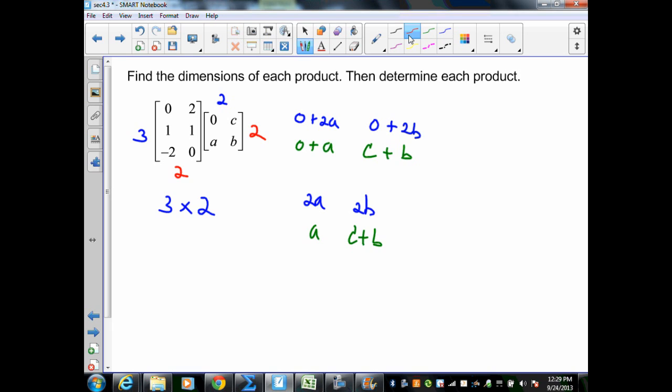And finally, our third row times our first column, negative 2 times 0 is 0, and 0 times A is 0. And that will simplify to just 0. My third row times my second column, negative 2 times C is a negative 2C, and 0 times B is 0. And when I simplify, that's going to be a negative 2C. And that is my product matrix. And of course, it is a 3 by 2.